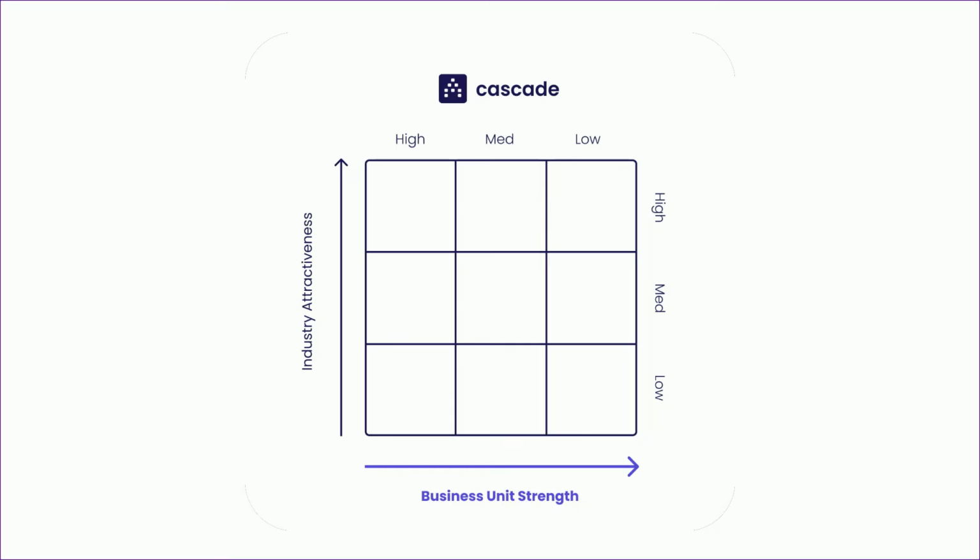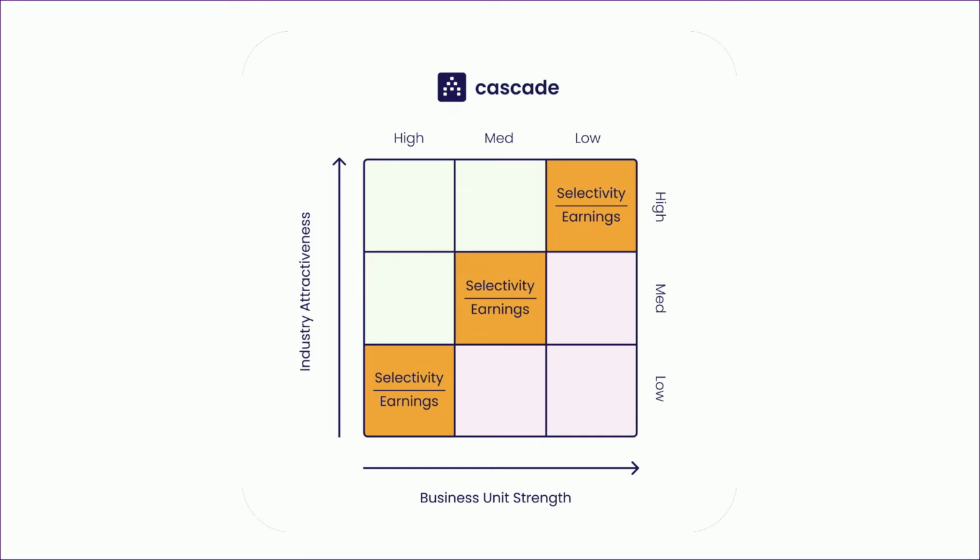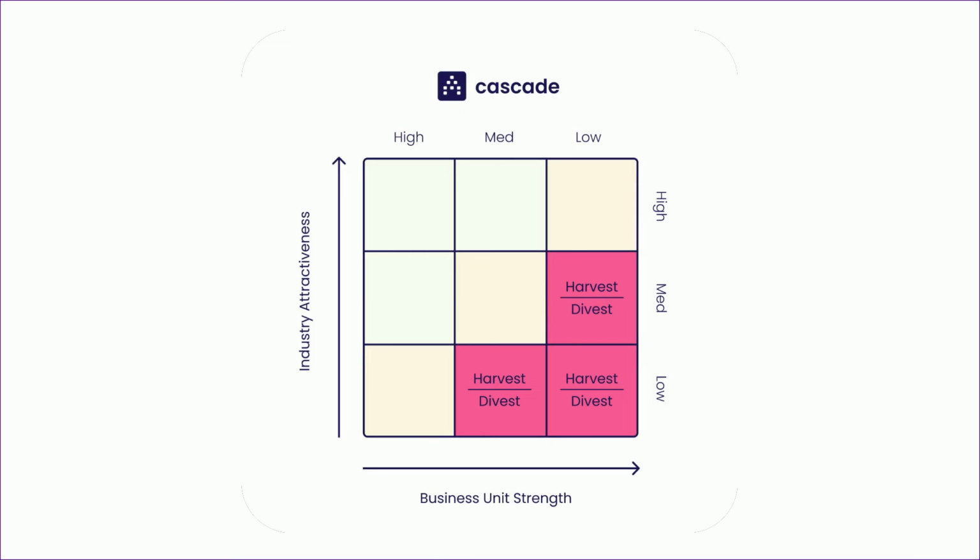The matrix is divided into three strategic paths. First, we have the invest and grow category, represented in green. These are the SBUs with strong performance in attractive industries, and they're ready for growth. Next, there's the selectivity/earnings category, shown in orange. These SBUs need a more conservative approach because their performance isn't optimal, or they operate in less attractive industries. Finally, we have the harvest and divest category in red. These are the SBUs that should be closed, run for cash, or selectively harvested.